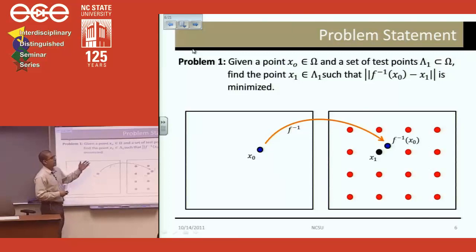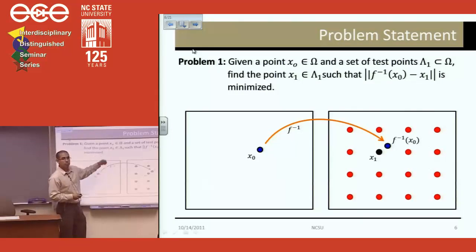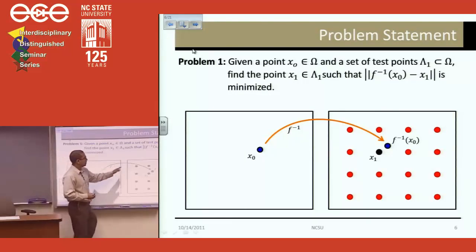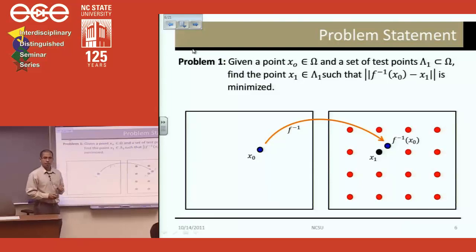Now, of course, if you were to assume that lambda 1, for instance, is every single point in the plane, then f inverse of x0 would be essentially the point x1. But we're going to relax our problem even a little bit further, and we're going to assume that we don't have to test every single point. We're only testing a subset of them, and then we're going to be able to find the closest one. So that's our objective at this point.